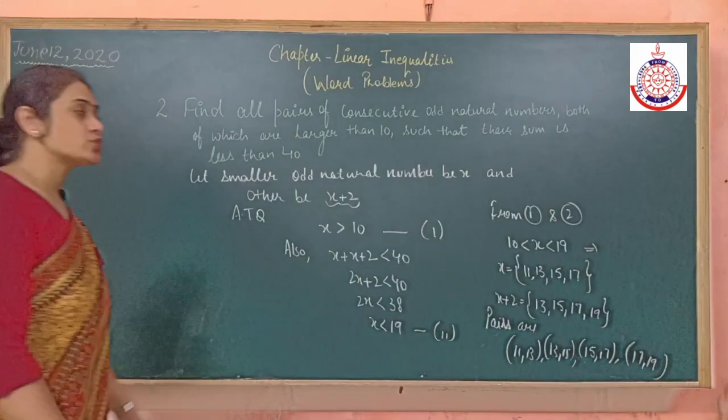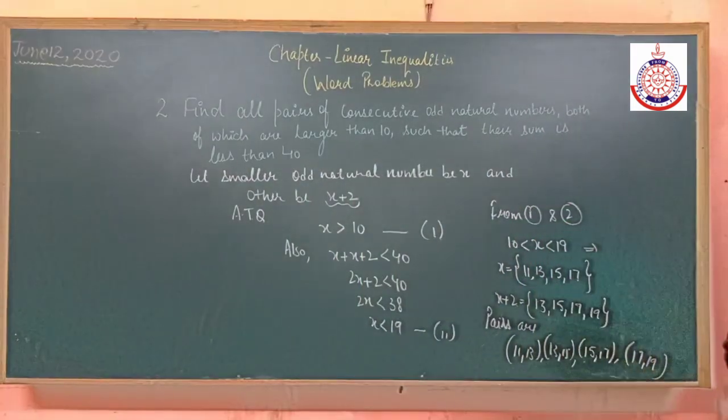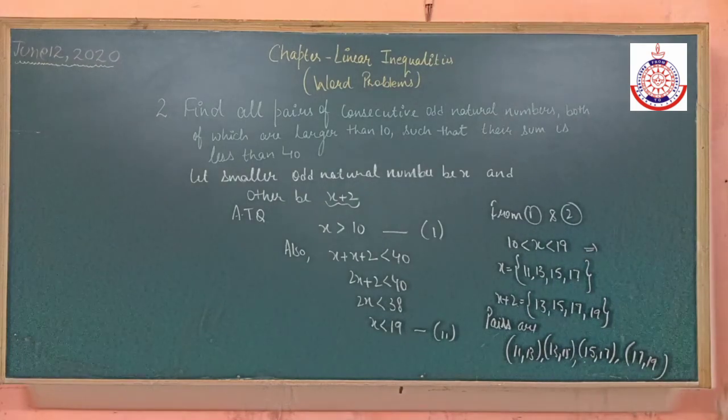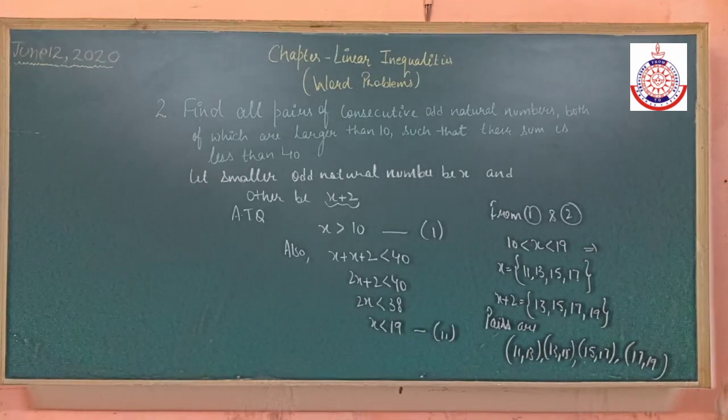So in inequations, what you have to do? You have to read the word problem carefully, convert into inequality and solve in the same way as we solve the linear inequalities in one variable.